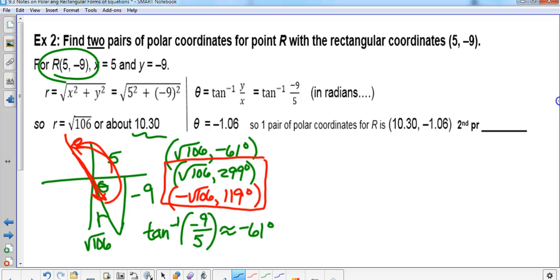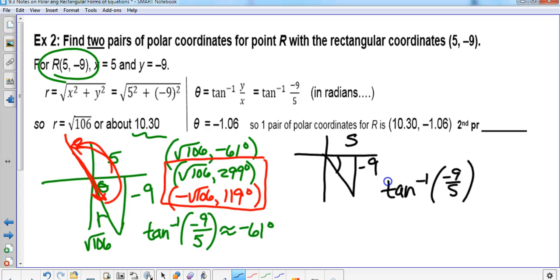Okay. We're going to do the question over again in radians. We still do Pythagorean theorem and get square root of 106, yes? Which is 10.3. Then we're going to put our calculator in radian mode and then do inverse tangent of negative 9/5. Okay, change the mode on your calculator. Inverse tangent, negative 9/5. Negative 1.06 radians.